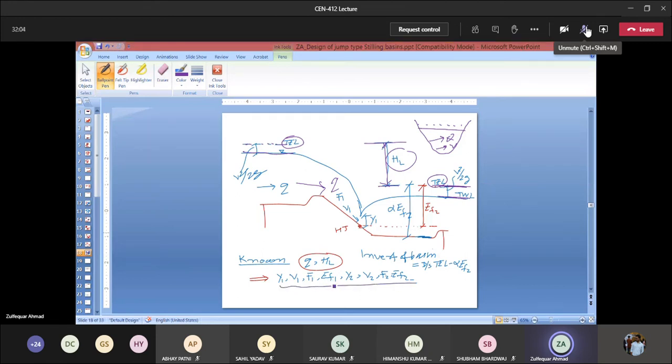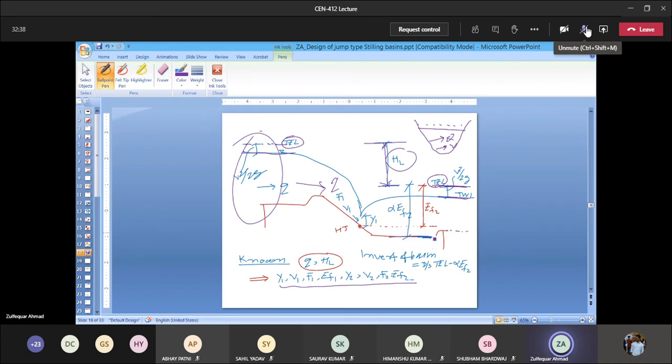This EF1 is the upstream specific energy. Upstream specific energy does not mean specific energy here, okay? It is at the location where the hydraulic jump is forming. And EF2 is the specific energy in the downstream. It is not necessary that this is with respect of this bed, because we have to shift the stilling basin up and down.